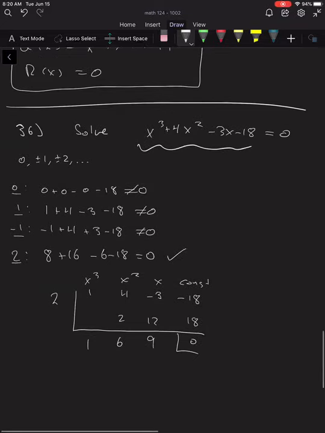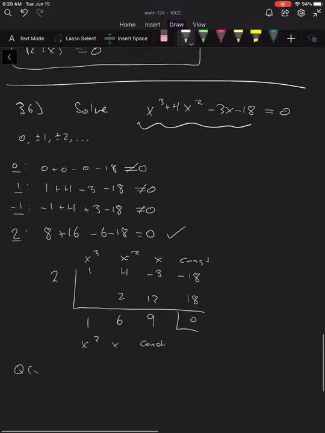So remember here, now here's our q of x down here, x squared, x, constant. So we see that our q of x is x squared plus 6x plus 9. And then what's our d of x here? Well, if this is a 2, that means our d of x had to be x minus 2 because we always put the opposite of that number. So remember, if you look at the previous problems, if we had an x minus 2 as a d of x, then we put a positive 2 up here.